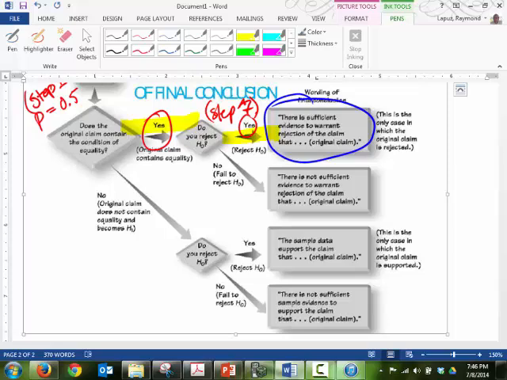And I suggest when you are doing your homework that you have this table. It's a nice table to have around. Okay? All right, cool. That's our first hypothesis test.